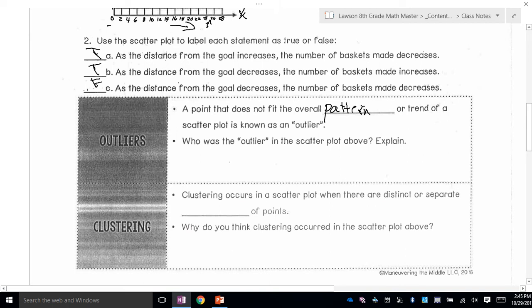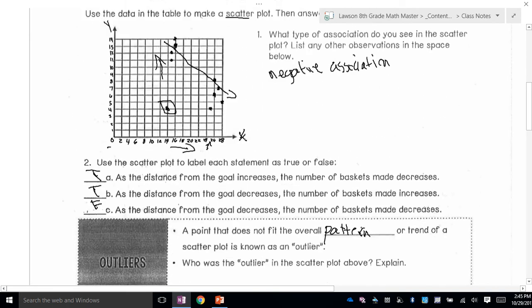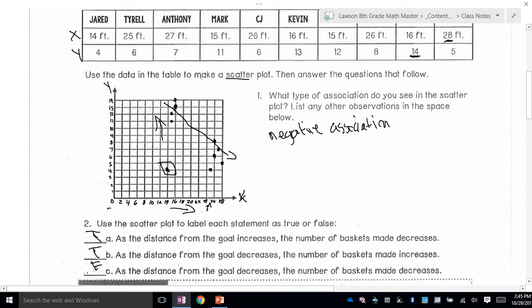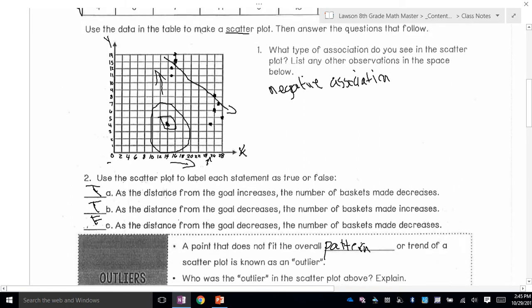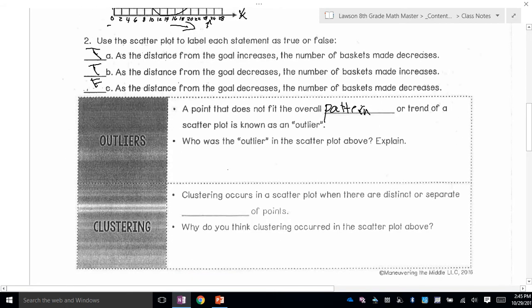It says, who was the outlier in the scatter plot above? And remember, I had you box in Jared's point because he wasn't clustered with the rest of the data and he was kind of way out here by himself. Remember that? So Jared is going to be our outlier. So we'll write Jared here.